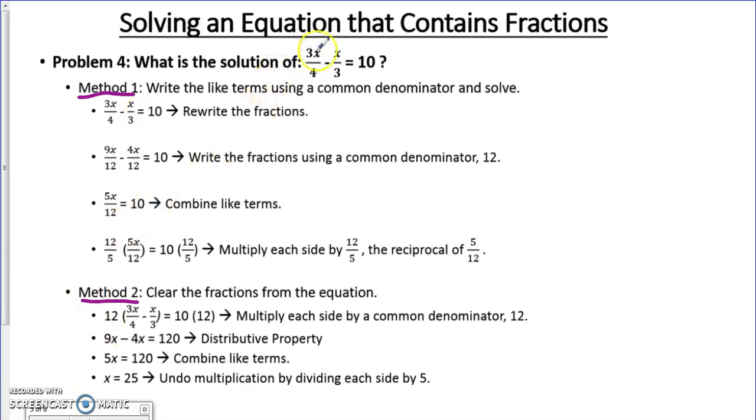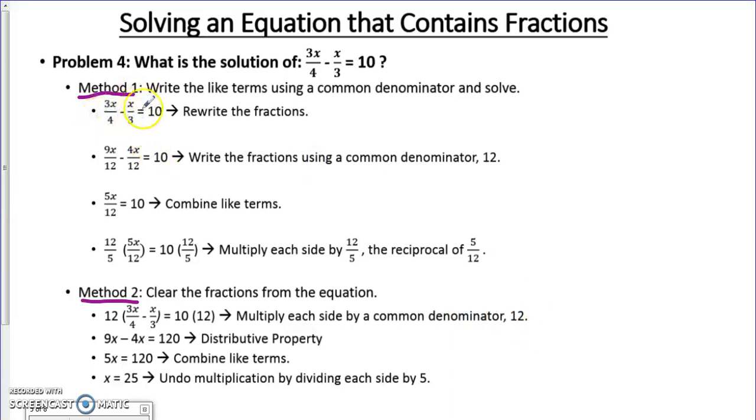So we have the problem 3x over 4, minus x over 3 equals 10. Now, when we're adding and subtracting fractions, we have to have common denominators. So in method 1, we can write the like terms, because these two are like terms, but they don't have a common denominator. We can write the like terms using a common denominator and solve. Or in method 2, we can clear the fractions completely from the equation by multiplying everything by the common denominator. So let's look at method 1.